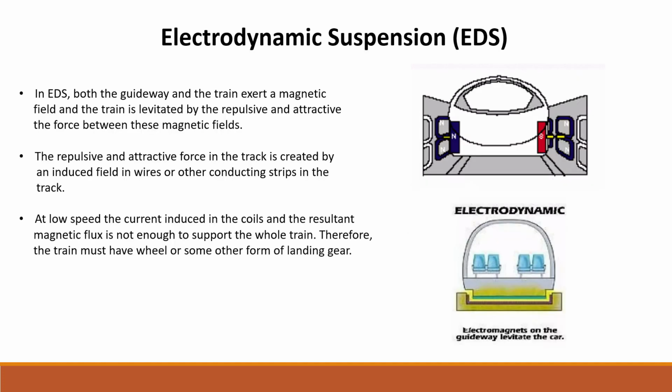Okay, and let's come to EDS. In EDS, both the guideway and the train exert a magnetic field, and the train is levitated by the repulsive and attractive force between these magnetic fields. The repulsive and attractive force in the track is created by an induced field in wires or other conducting strips in the track. At low speed, the current induced in the coils and the resultant magnetic flux is not enough to support the whole train.